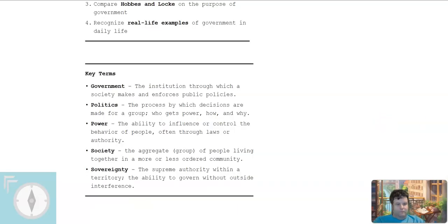Government. This is a big one. Government is the institution through which a society makes and enforces public policies. I'm going to be honest with you, that definition is a bit too vague to be very useful. We'll get into it. Politics. There's a difference. Government and politics are intertwined, but they're different. Politics is the process by which decisions are made for a group. Who gets power? Why do they have power? And that's the basics there.